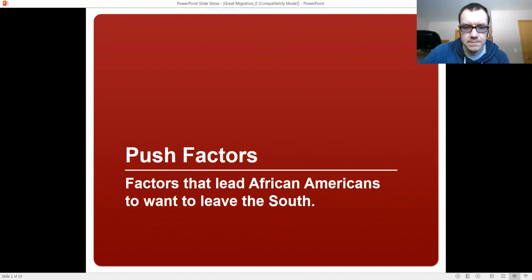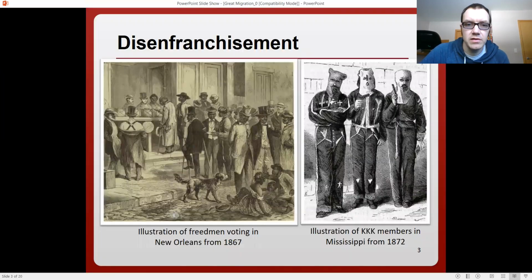So here's what we have. The first push factor is going to be disenfranchisement. And disenfranchisement was the effort to prevent African Americans from having the right to vote. And that happened in a lot of different ways. That happened by putting different rules in place for voting. Sometimes it could be as simple as you had to vote in a glass jar and everybody could see how you voted. And if you voted for the side they didn't like, you possibly could be in trouble.